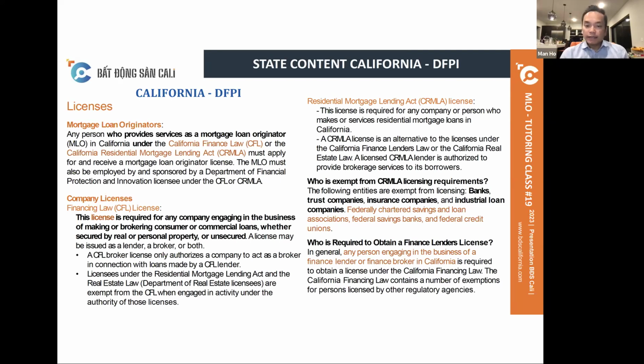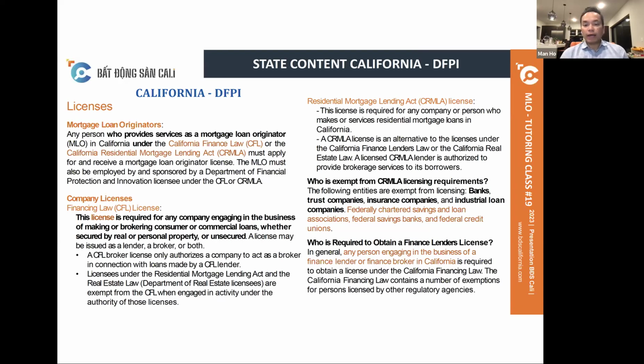For the Residential Mortgage Lending Act, the CRMLA license is required for any company or person who makes or services residential mortgage loans in California. So you need to have the CRMLA license to make or provide services for residential mortgage loans in California. The CFL is a license that you provide to a broker or lender, right? But the CRMLA is a license that you give to either a company, a broker, or a person, which is an MLO. Keep that in mind.